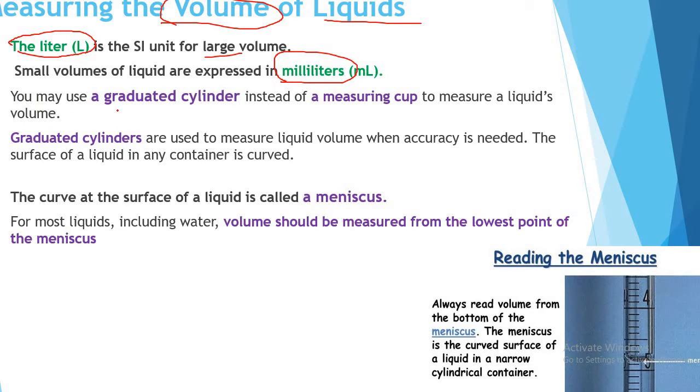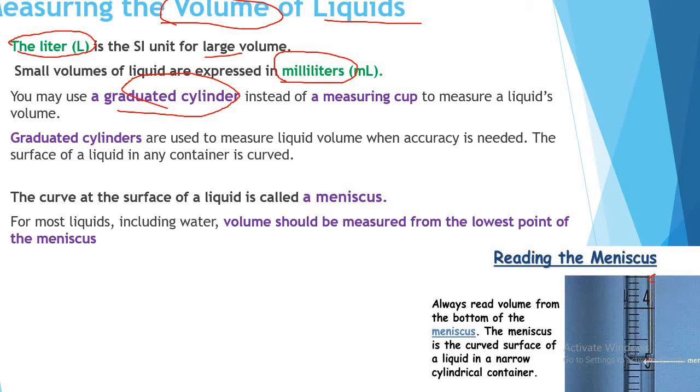You may use a graduated cylinder. So we use a graduated cylinder like this cylinder instead of a measuring cup to measure liquid volume. Graduated cylinders are used to measure liquid volume when accuracy is needed. So if you want to measure the volume of liquid accurately, we use a graduated cylinder.